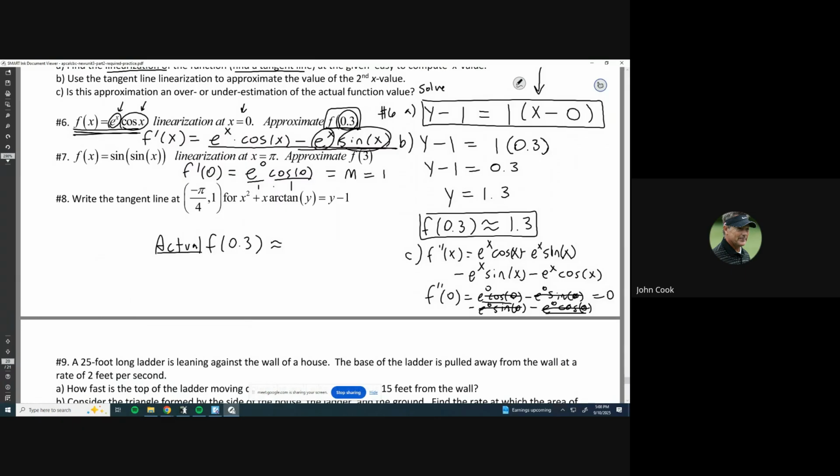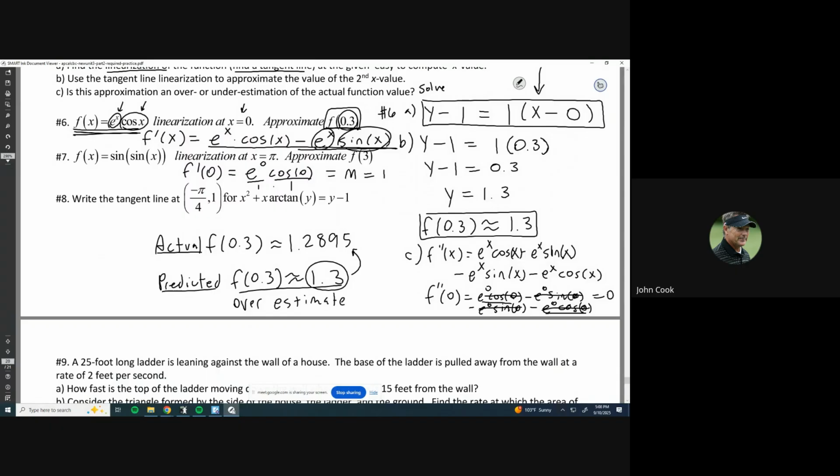So if I take e to the power of 0.3 and then times cosine of 0.3, I get 1.2895. So this is the actual value, and the predicted value or estimate for f of 0.3 was about 1.3. So is my prediction an over approximation or under approximation? Looks like it's a higher number, so that means it's going to be an over approximation, or overestimate, I guess is what they were saying.